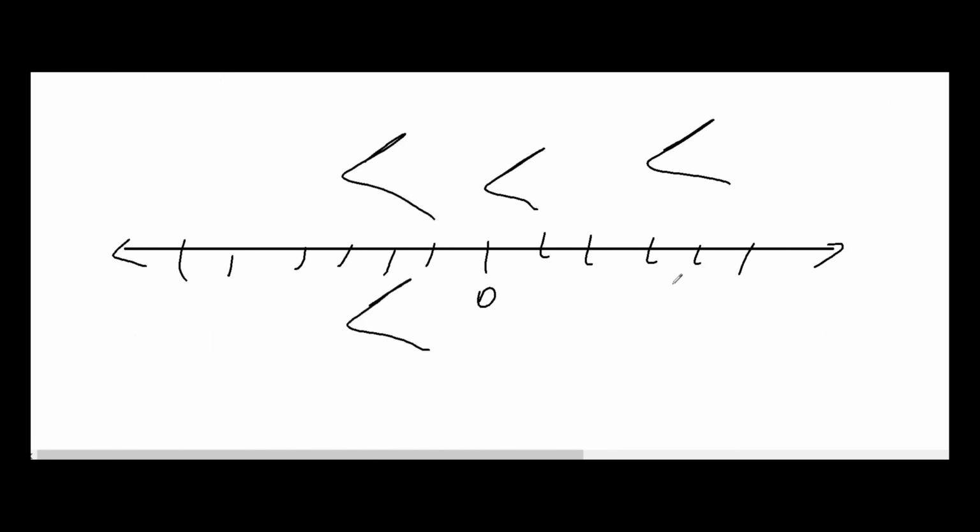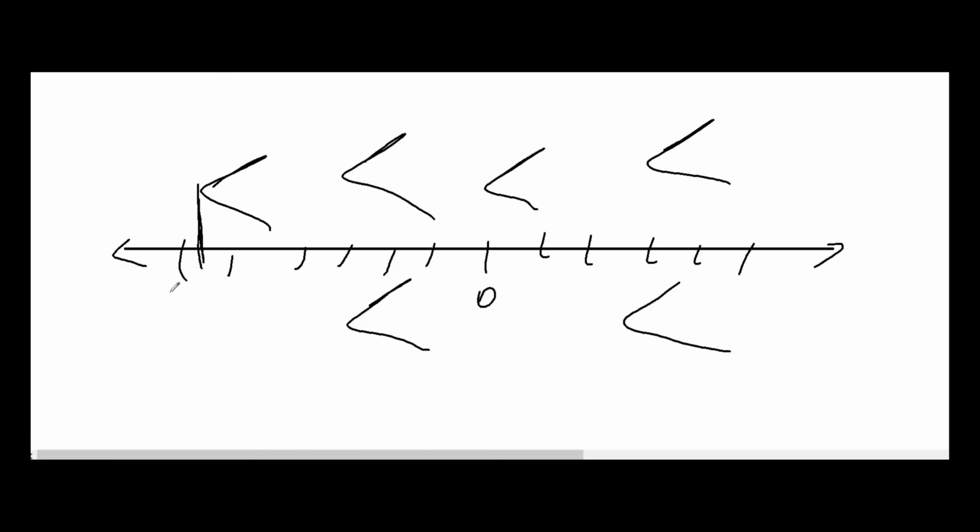Now one more thing I want to explain. Say I have this number line. Now on this number line I will have many numbers. Everywhere you can write the less than sign. What does that indicate?